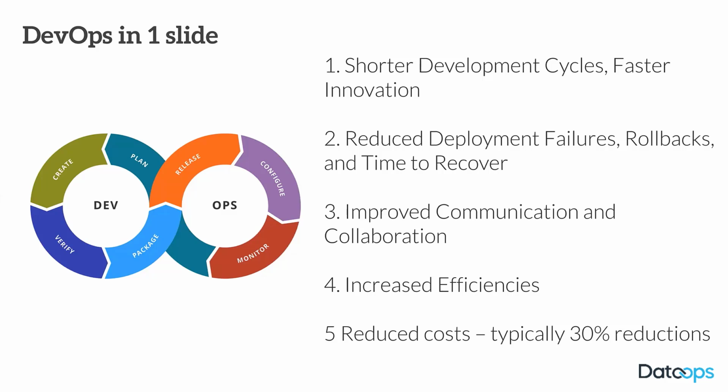Increased efficiency is talking about once you start getting into automation, particularly once you start talking about things like automated testing, the efficiency improvements are massive. And that typically leads on to number 5. As a baseline across IT organizations and web development, things like that, people are looking at about a 30% reduction in cost as they start to adopt DevOps.